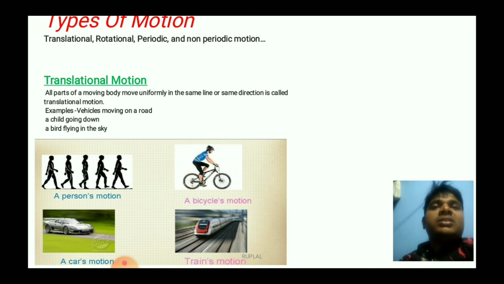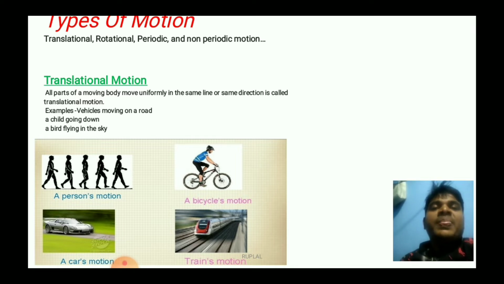Next we will discuss types of motion: translational motion, rotational motion, periodic motion, non-periodic motion. What about translational motion? If a moving object or moving body moves uniformly in the same line or in the same direction, it is said to be in translational motion. Examples we have in the given figure.